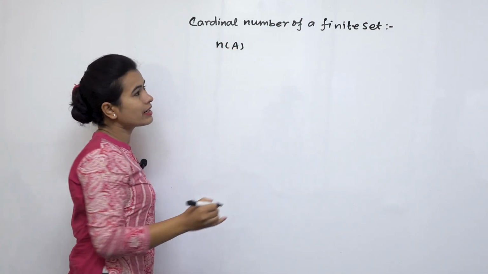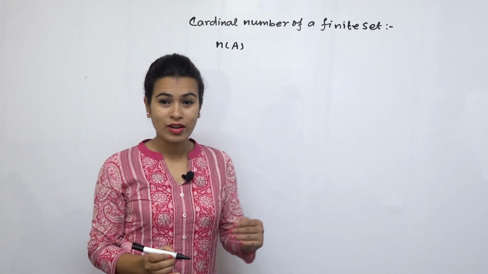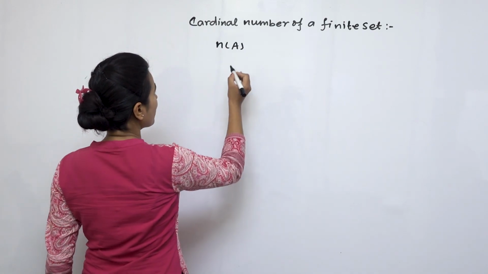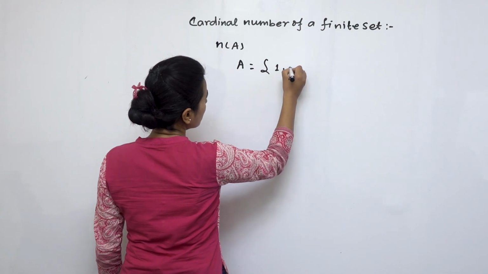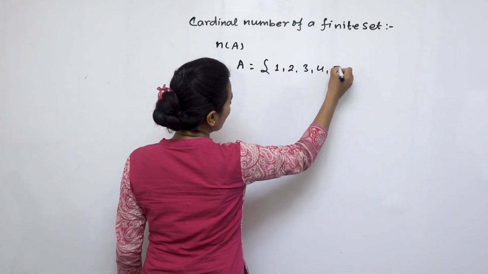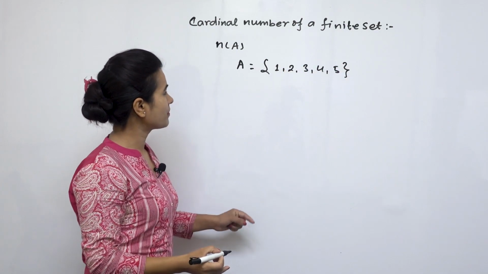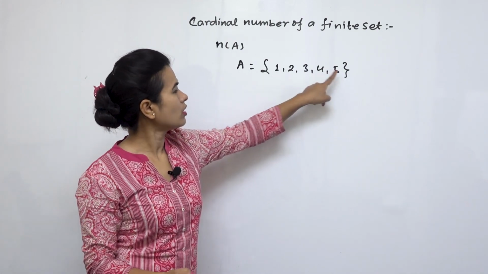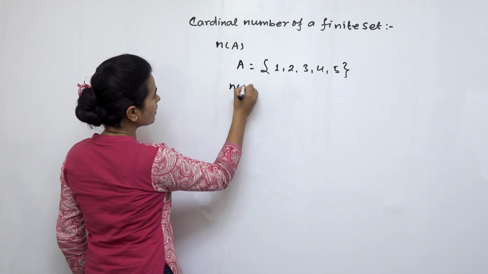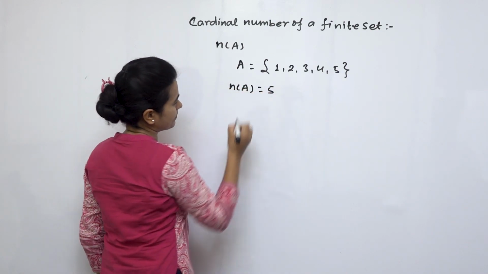So actually cardinal number means the number of members of that particular set. For example, in set A we have 1, 2, 3, 4, 5. Then the cardinal number of the set means the number of members of that set: 1, 2, 3, 4, 5. So the cardinal number of this set is 5.